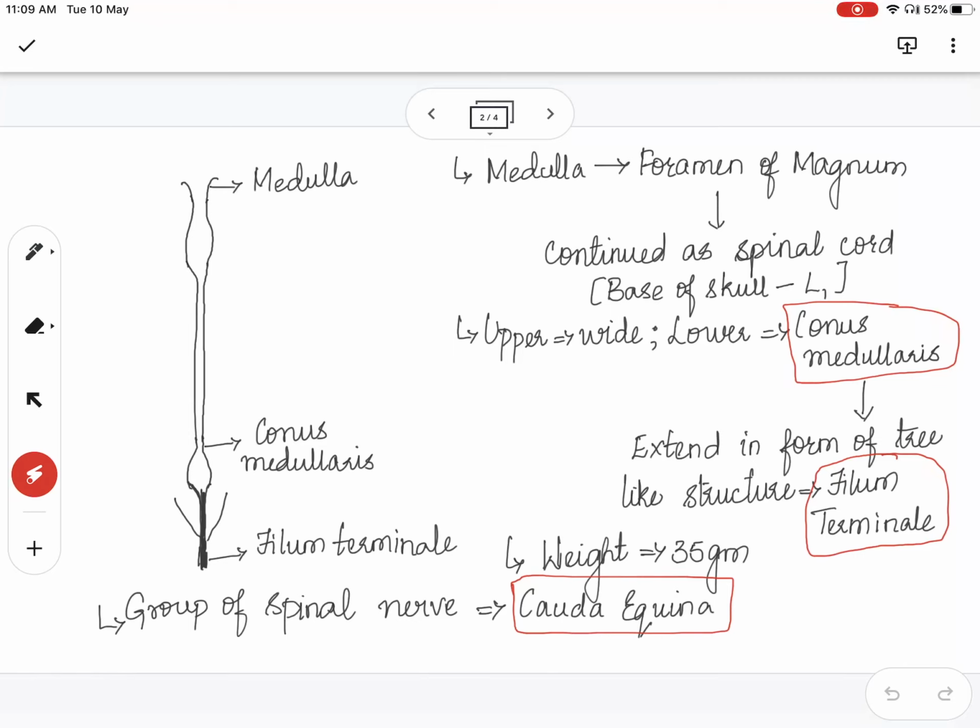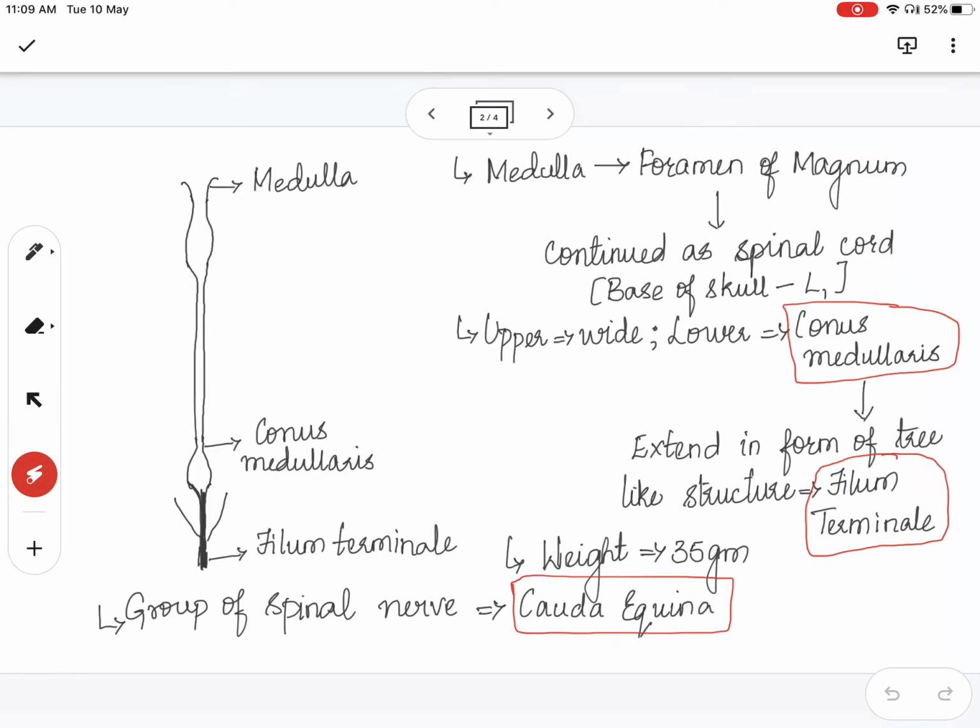Filum terminale. Then this filum terminale region has a group of spinal nerves present in it, and that group of spinal nerves represents itself like a horse tail. So based on that, the name given is what? Cauda equina. We know for the fact that equina or equus is nothing but our modern horse. So hence there is a group of spinal nerves present, and the name of it is called cauda equina. Questions on this have also been asked.